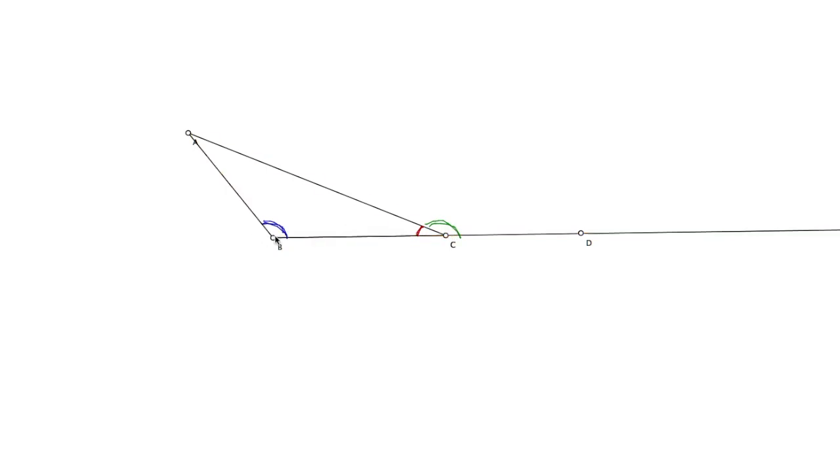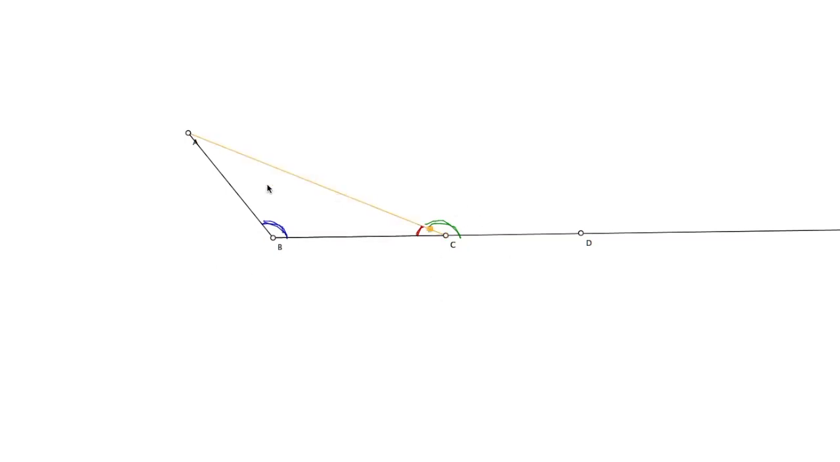But because it's lying on a straight line, line BD, the green and the red angle together are equal to two right angles because of proposition 13. Which means that because the blue and the red angle together are less than the red and the green angle, because of course the blue angle is smaller than the green angle, this means that the red plus the blue angle must be less than two right angles.